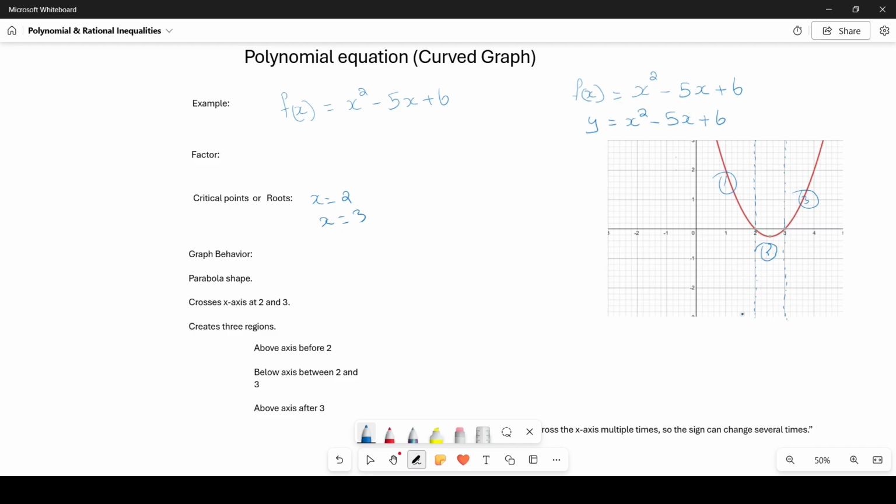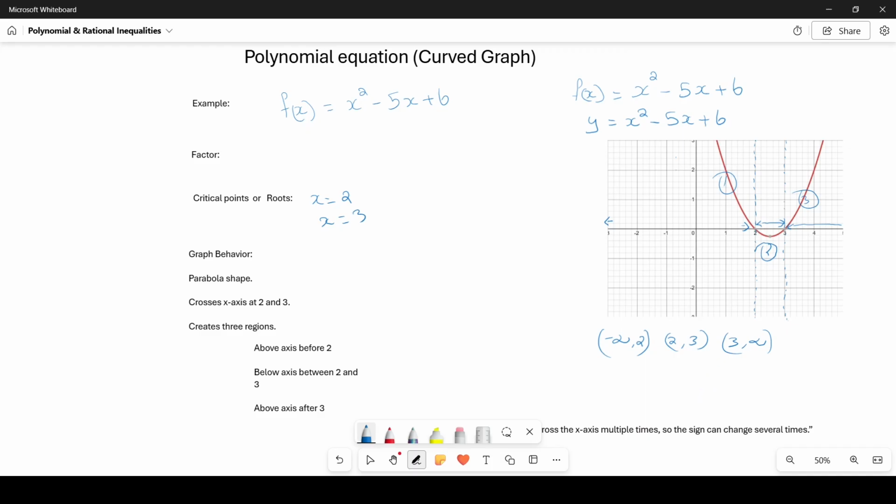Okay, so what are the intervals here? The first interval is from here to here. The second interval is this region. The third interval is from here to infinity. These are the three intervals. Let's write them in interval notation.